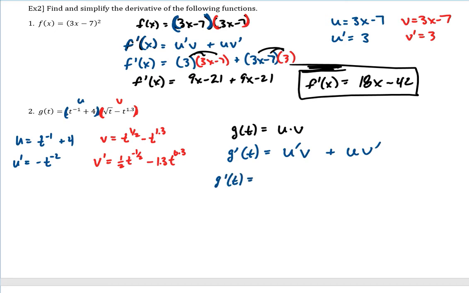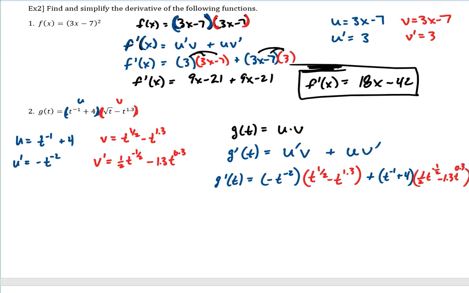So our g prime of t is u prime, which is the negative t to the negative 2, and then v, which is t to the 1/2 minus t to the 1.3. And then we have our plus u, which is the t to the negative 1 plus 4. And then we have our v prime, which is the 1/2 t to the negative 1/2 minus 1.3 t to the 0.3.